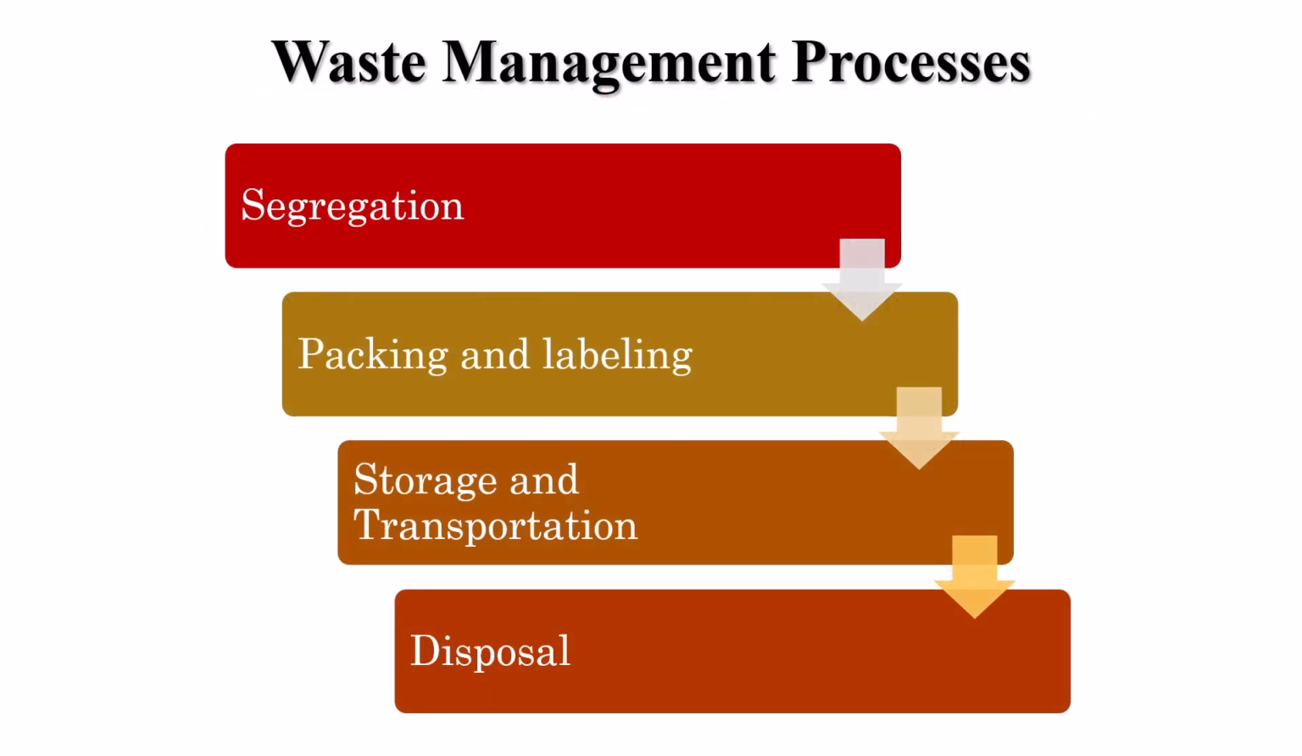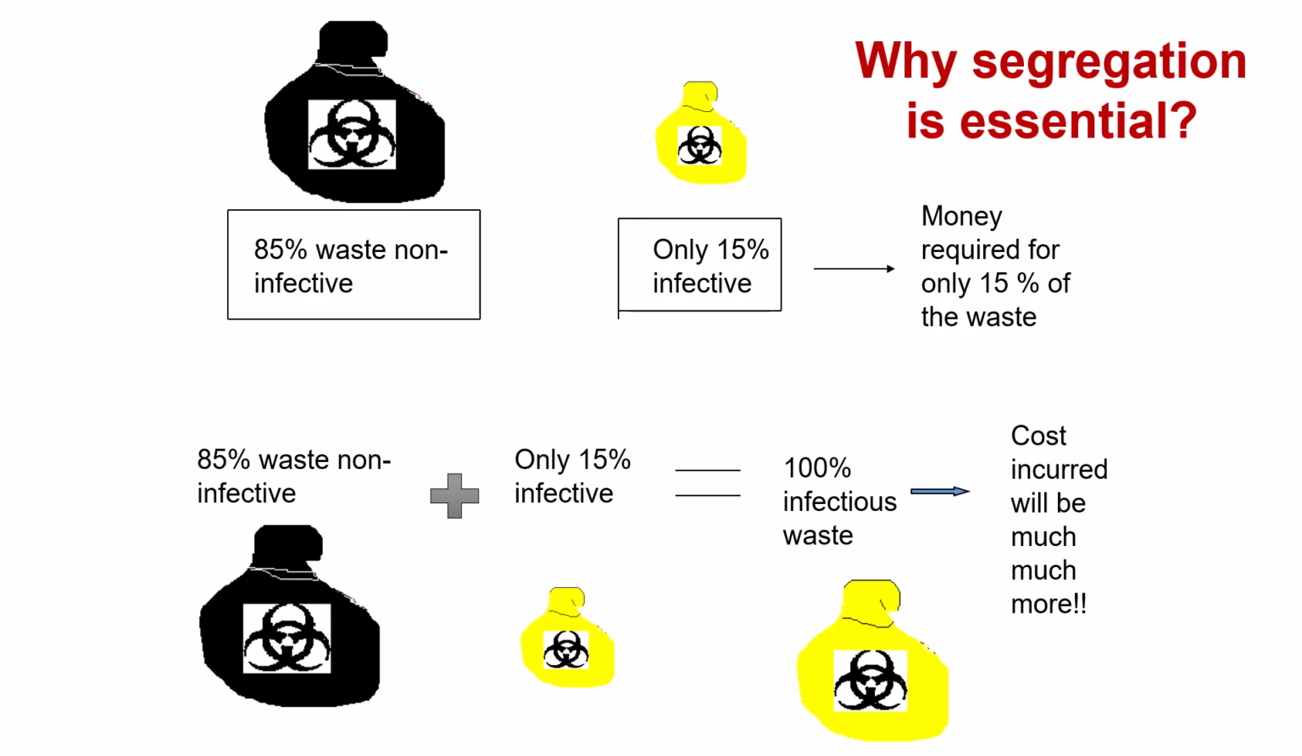Now, which are the various waste management processes? First, we are segregating the things. Segregation means separating the waste. Second is packing and labeling the waste. Third, storage and transportation. And lastly, disposal of waste.